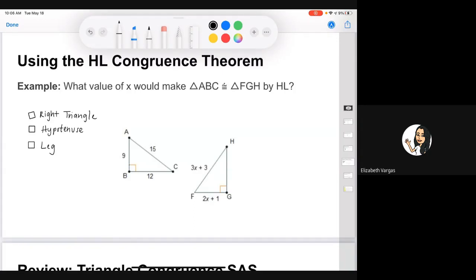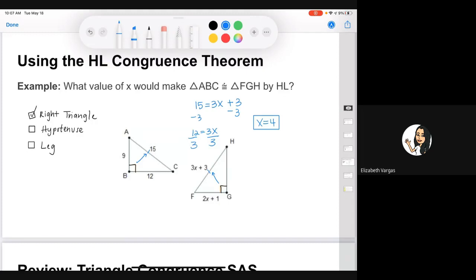Okay, so do I have both right triangles? Well, yes, this is a right triangle. And this is a right triangle. Okay. Now I want both of my hypotenuses to be congruent. Remember that my hypotenuses are opposite my right angle. So I want this side length to be congruent to this side length. So I want to solve for x. So again, you can plug that into your calculator or solve algebraically. X is equal to 4.